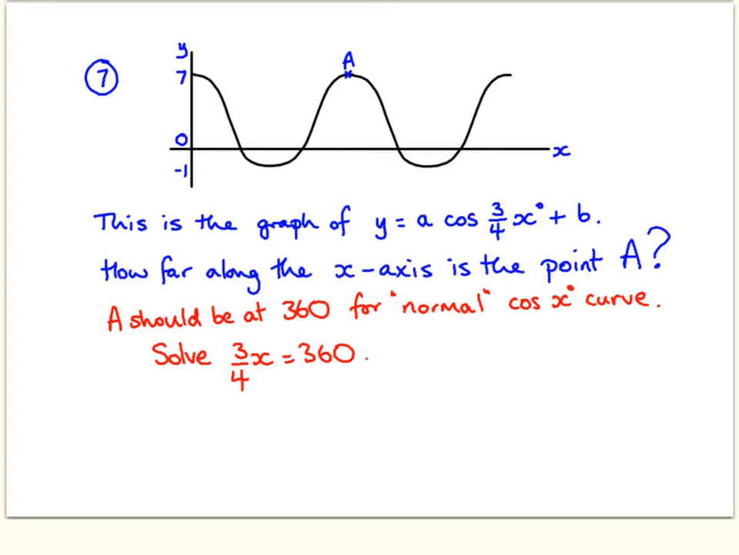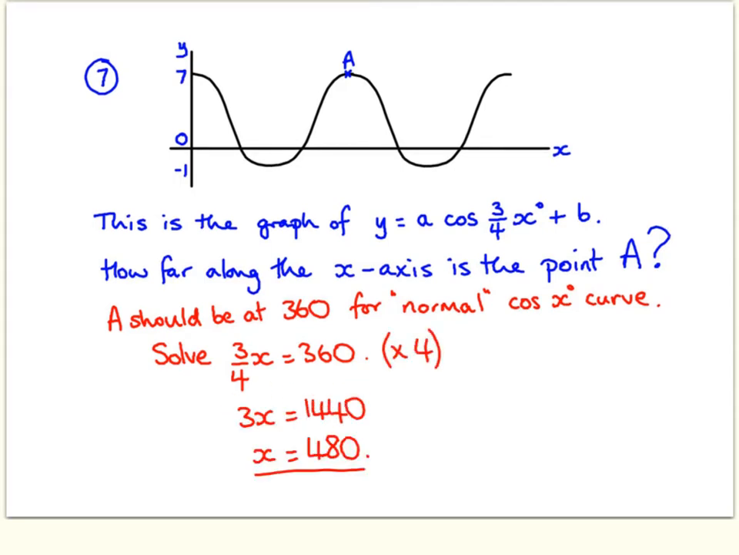In some cases you'll get 2x here, and you will know to divide by 2. Here, because we've got 3 quarters, we're effectively dividing by 3 quarters, or solving that equation. So that's what I would do. Clear the 4 from the top, clear the 4 to the top from the bottom. So 4 times 360 is 1440. Divide by 3, you get x is 480.